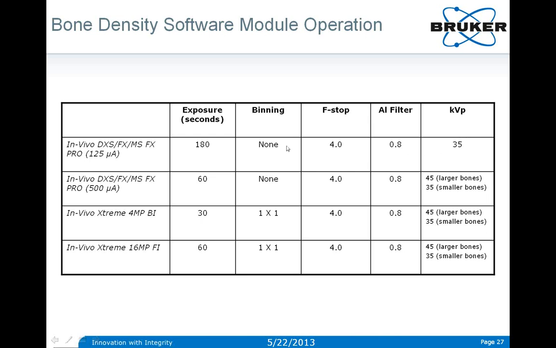The important parameter on all of these is that we typically do not want to perform any binning for our bone density images. You can perform binning, but with no binning, we'll have the maximum number of pixels for performing our bone density analysis across our bone structure.